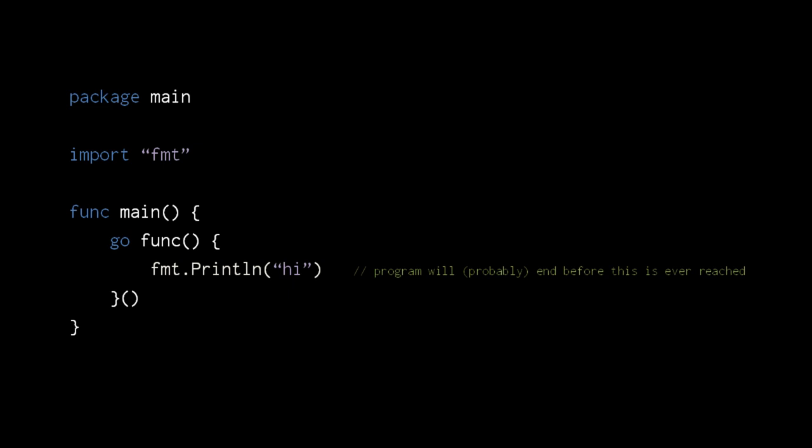Here, the main function simply spawns another goroutine that prints a message, but most likely the program will exit before the goroutine even starts running, and so the message probably won't get printed.